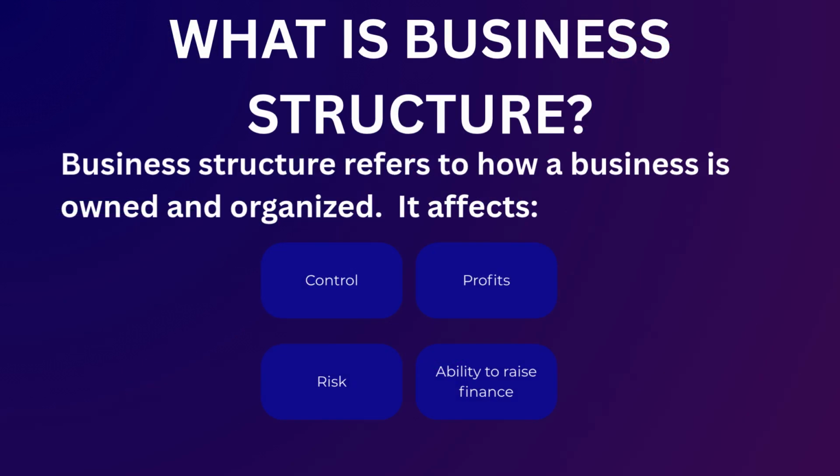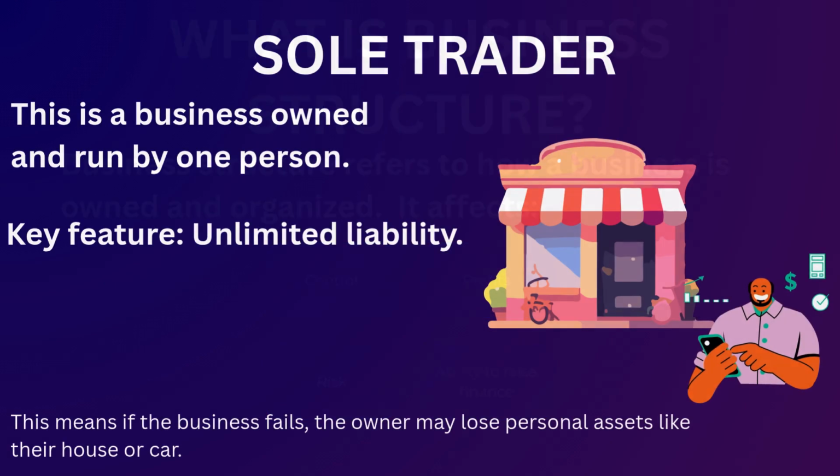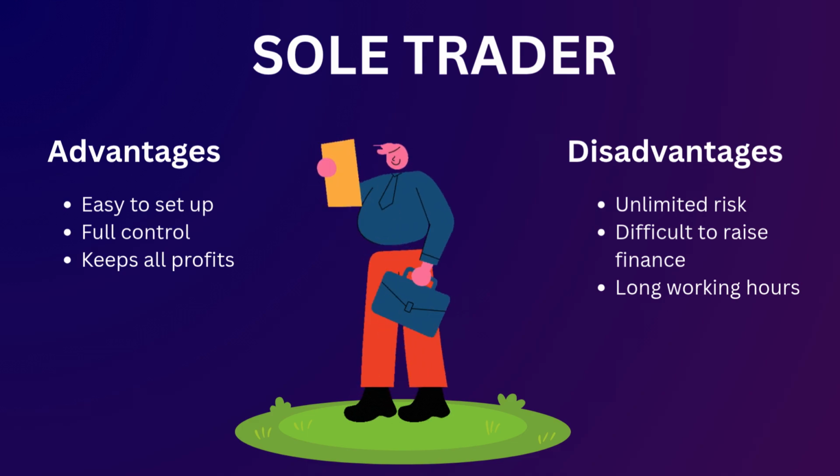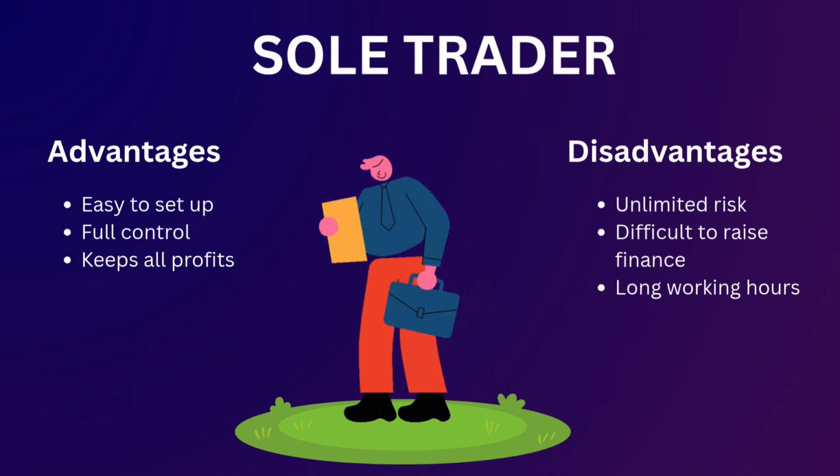What is business structure? Business structure refers to how a business is owned and organized. It affects control, profits, risk, ability to raise finance. Let's start with the simplest form of business structures, the sole trader. This is a business owned and run by one person. Key feature: unlimited liability. This means if the business fails, the owner may lose personal assets like their house or car. This structure is great for independence, but risky if things go wrong.